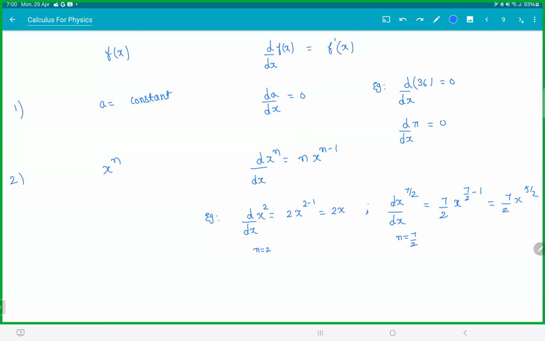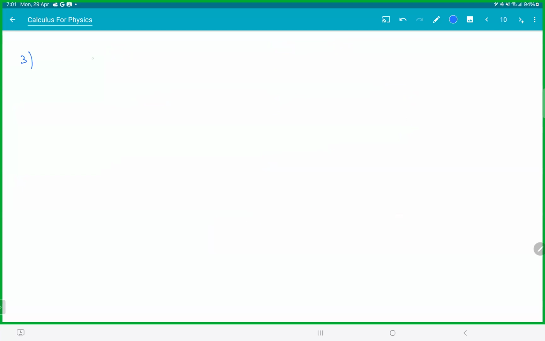Clear, everyone? Copied? Going ahead. If you have e power x, the differential of e power x is e power x only. e is nothing but a constant, just like pi. So e is also a number, 2.718. We call it exponential. Quite a common thing. After pi, this is one thing that comes a lot.